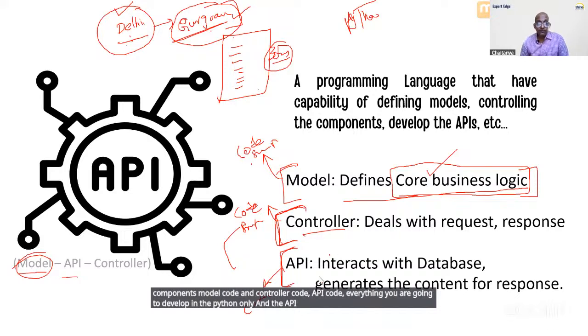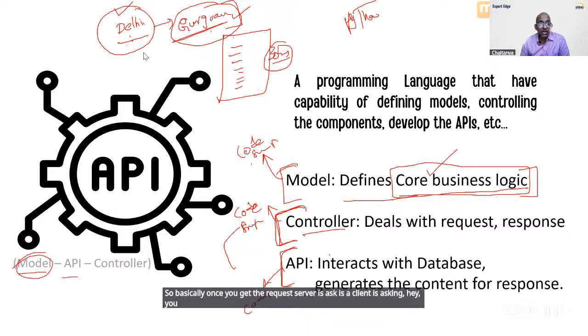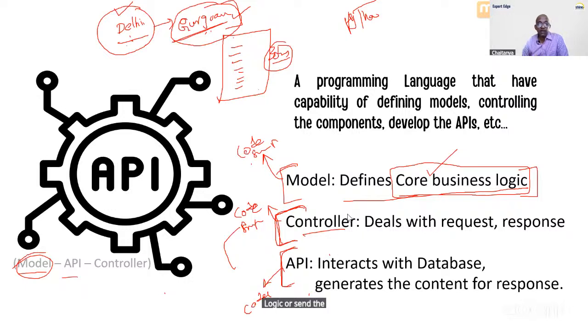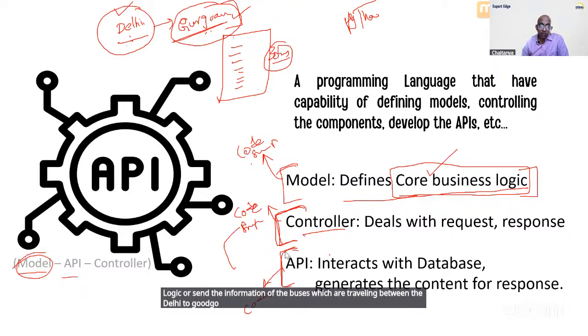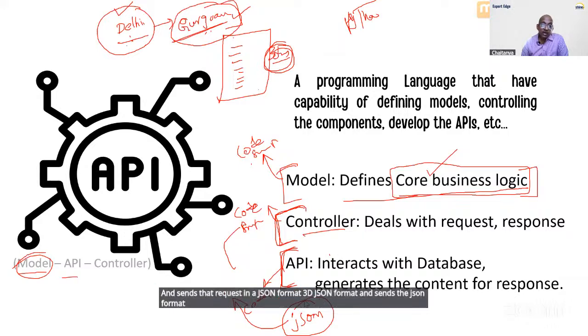And the API code is something else. Once you get the request, the client is asking, hey, send me the buses which are traveling between Delhi and Gurgaon. The model identifies that they are asking for the information of the buses traveling between Delhi and Gurgaon. And the API is a code which is part of the model. It is going to connect to the database, fetch the respective 30 buses only which are traveling between Delhi and Gurgaon, create a JSON format, and send that JSON. This JSON content is readily available now.